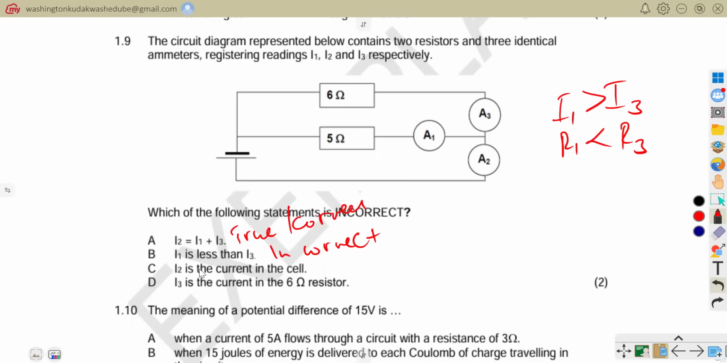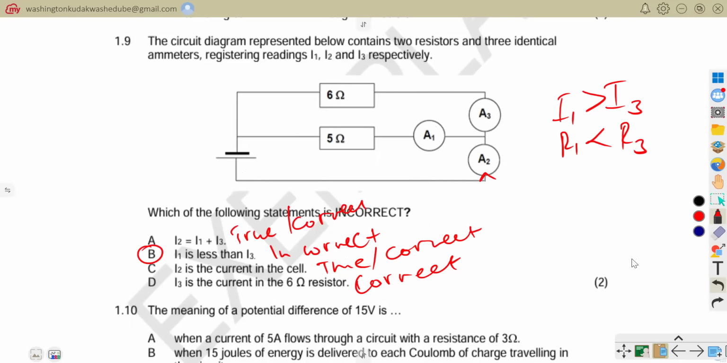This is incorrect. And then I2 is the current in the cell. Yes, I2 is the total current. It is the current in the cell. This is true, which is correct. And then I3 is the current in the 6 ohm resistor. Yes, this is correct as well. So the only incorrect answer there was going to be B.